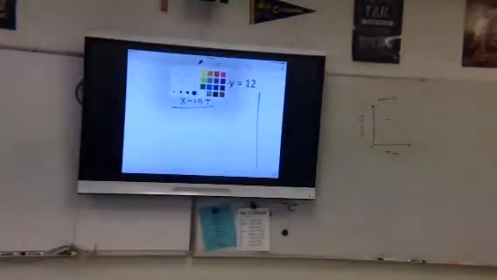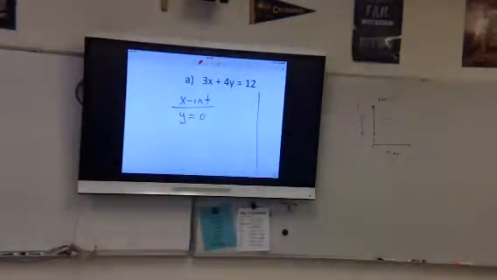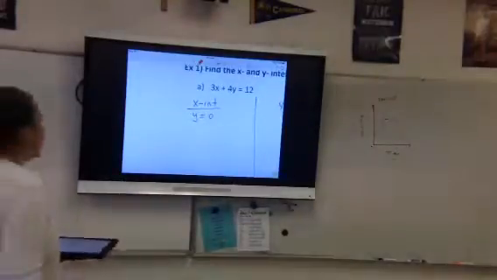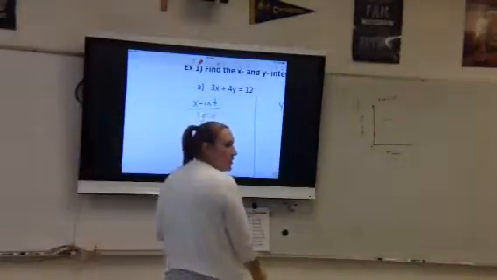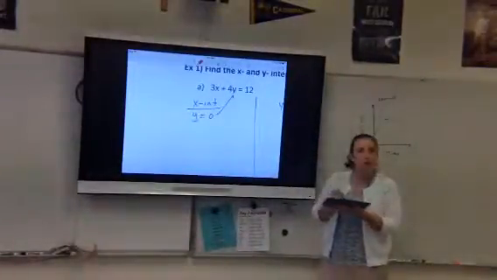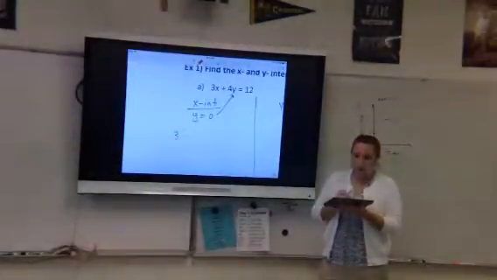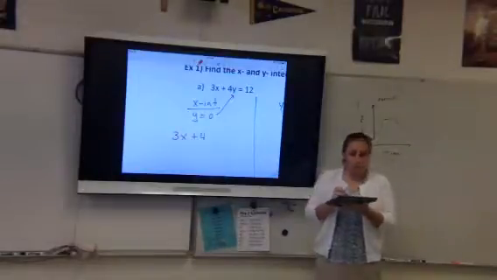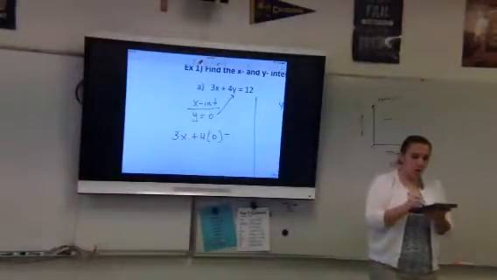Y is always going to be 0. Good. So y equals 0. What do you think I'm going to do then to figure out what my x value should be? Yeah, just plug it in. So I'm going to take this and just plug it right in. So 3x plus 4 times 0 equals 12.